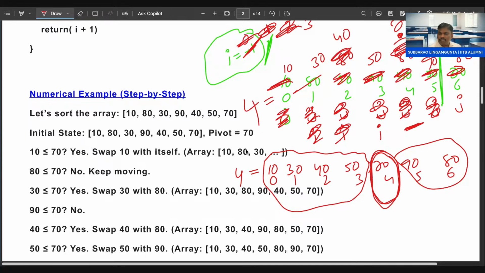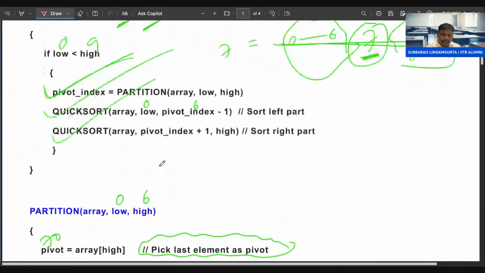So the partition algorithm is over, meaning it returns 4. Then what should be sorted? 0 to pivot element minus 1. So 0 to 3 should be sorted. What should be sorted further? Pivot element plus 1, 5. 5 to 6 should be sorted. So I think that is a little bit of the idea I have given to you.